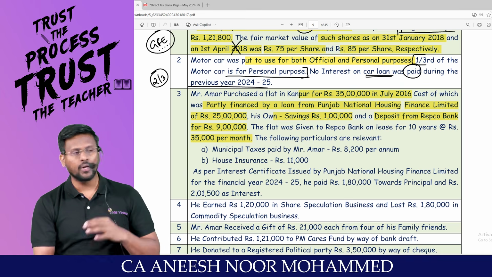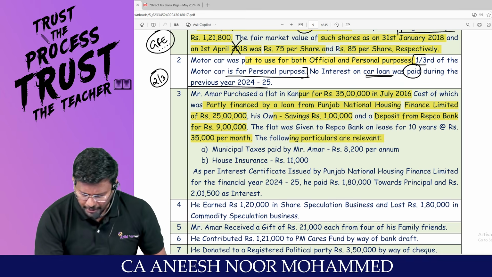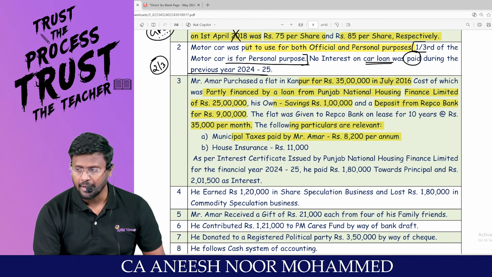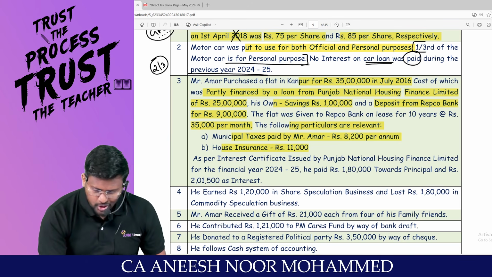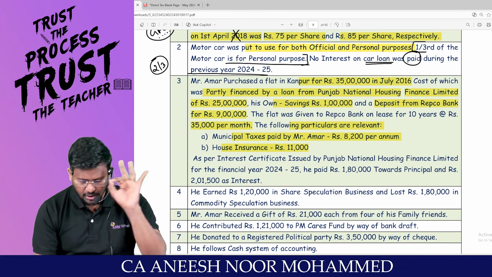So we have to calculate the income from house property. Basically the per month rent is 35,000. Following particulars are relevant. Municipal taxes paid by Amar, 8,200 per annum, can be claimed as a deduction. Local tax or municipal tax paid by the owner. House insurance will not be allowed as a deduction. That's why we are getting the standard deduction of 30%.